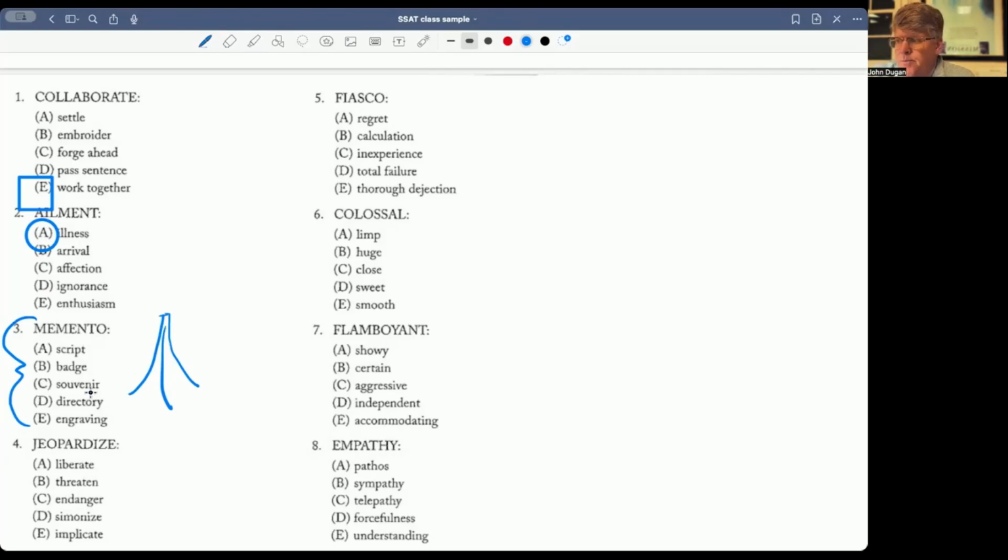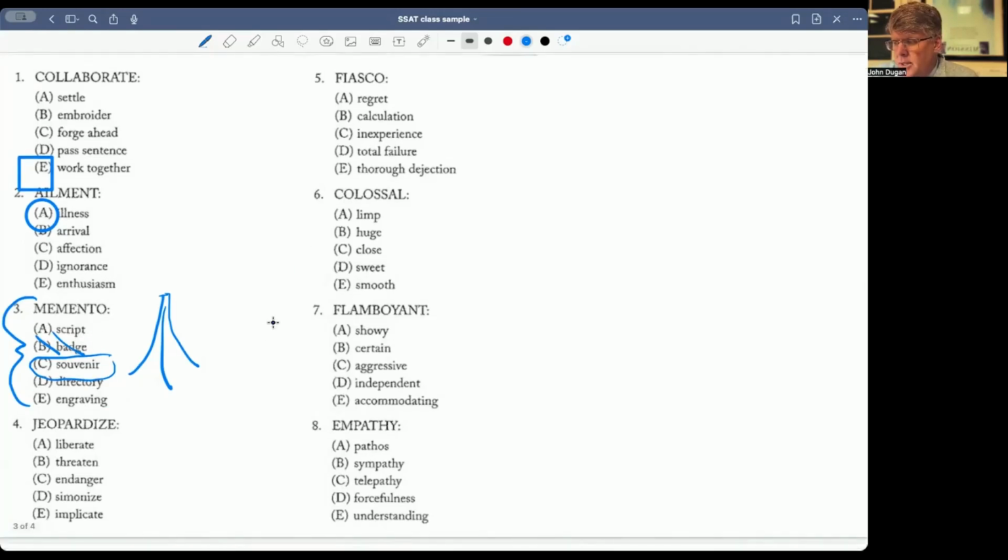And the answer, of course, would be souvenir. But there are little attractors in here, like badge. If you go to the famous prison outside of San Francisco, Alcatraz, you might get a little badge. But that's just an attractor, right? We want to avoid the attractors.